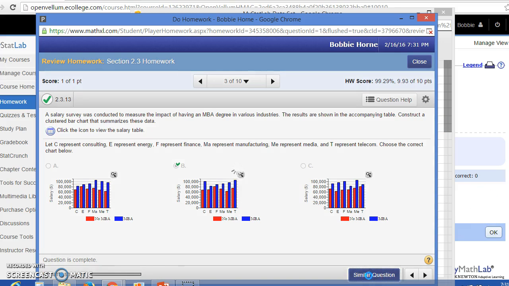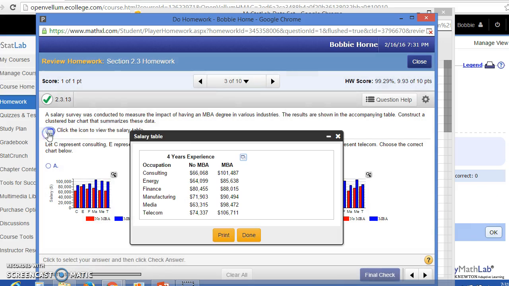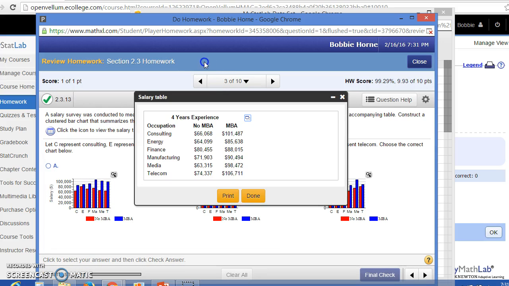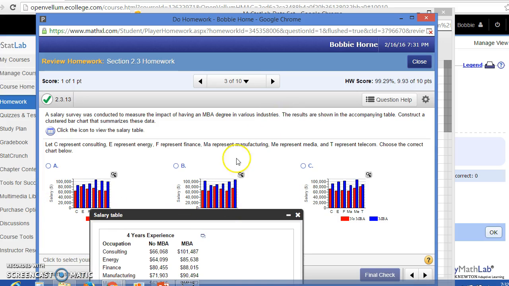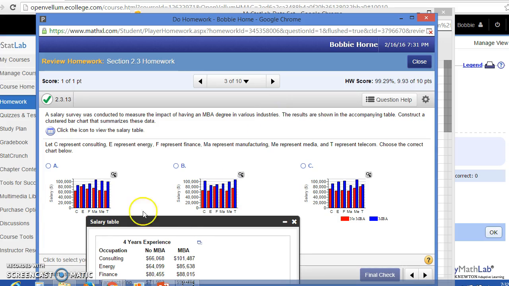Okay, and then if we get a similar question, let's look at another one. For 4 years experience, no MBA, consulting should be 66,000, so look at your answer choices. And the only one that has 66,000, this one is a little bit over 70, so it can't be answer choice C. It could be A or B. So let's look at the blue MBA, 101,000. This one does not go all the way up to 101,000, so it has to be B.